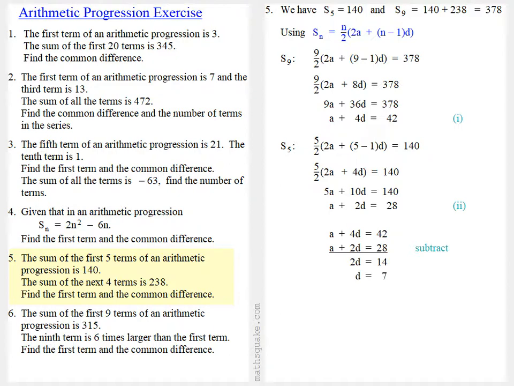Now we can substitute that into one of the equations. a plus 4d equals 42, and so a plus 4 times 7 is 42. a equals 42 minus 28, so a is 14. So the first term is 14, and the common difference is 7.